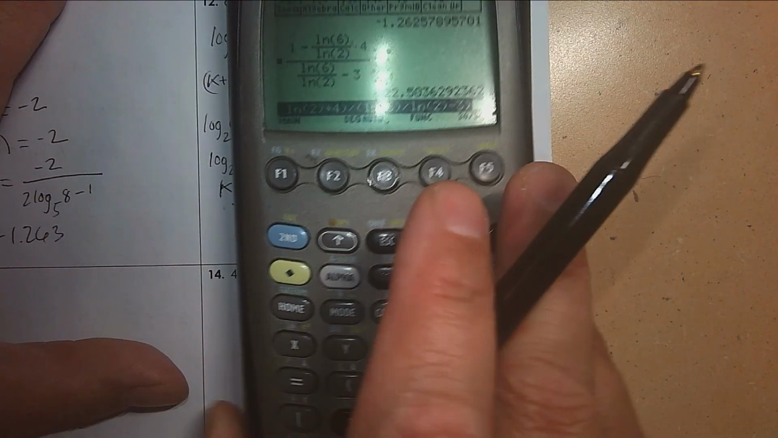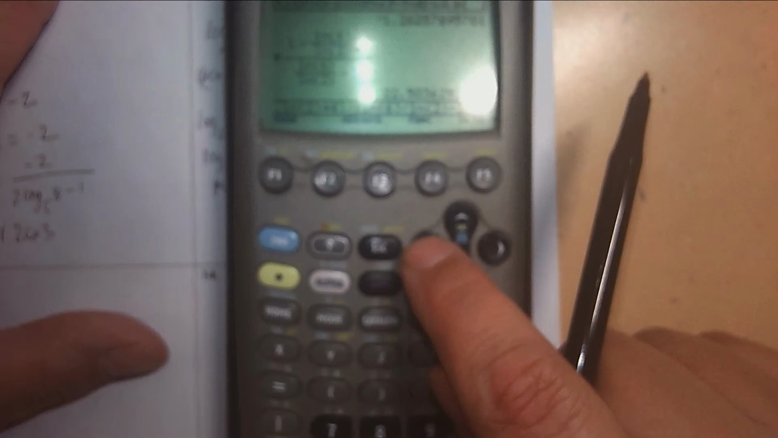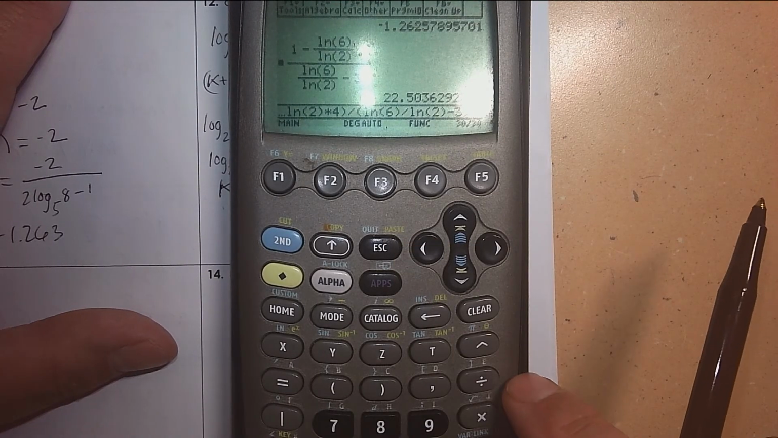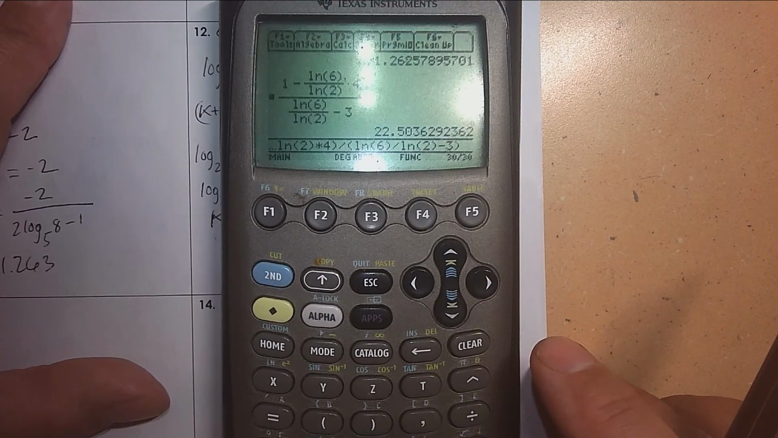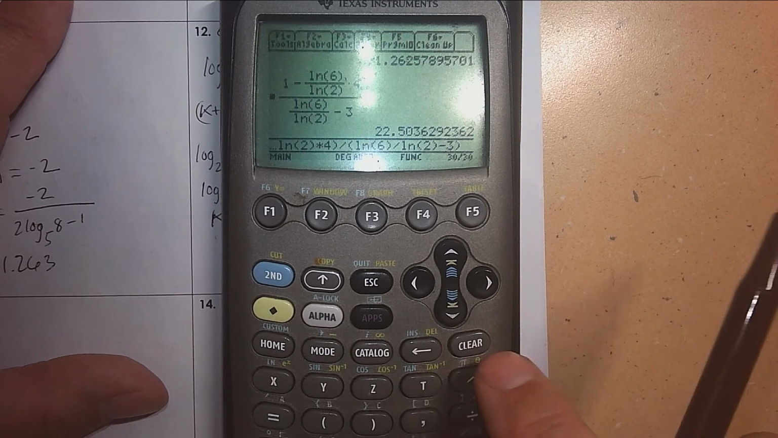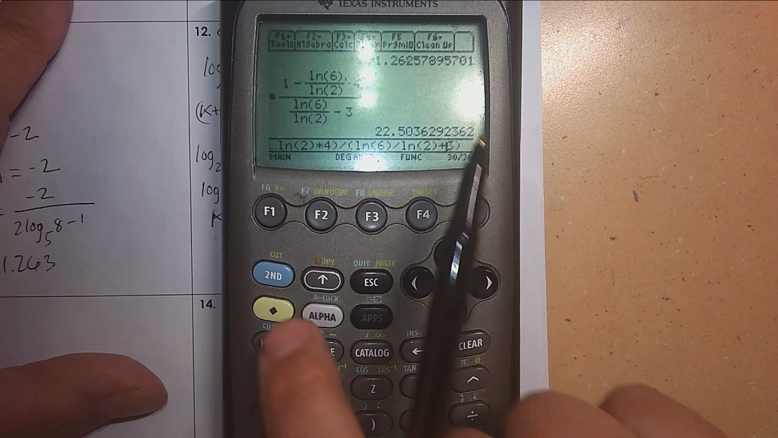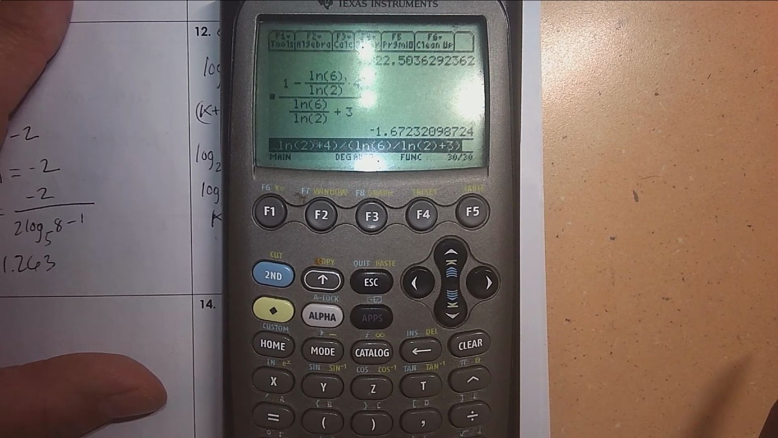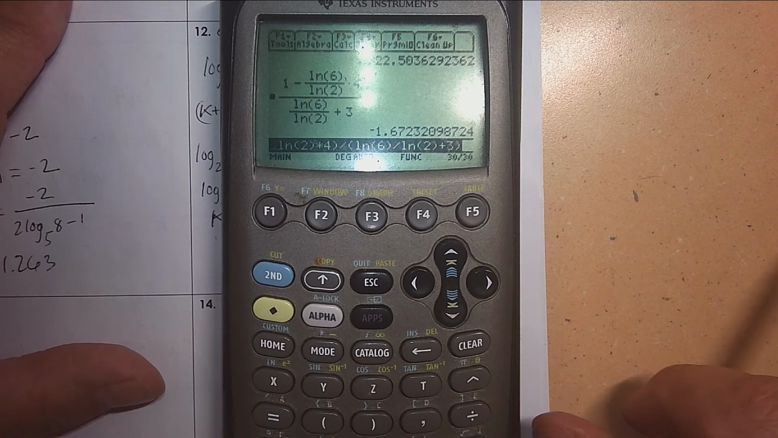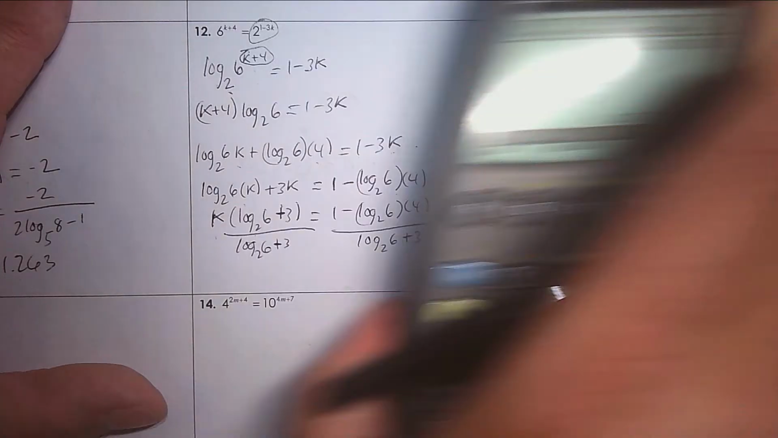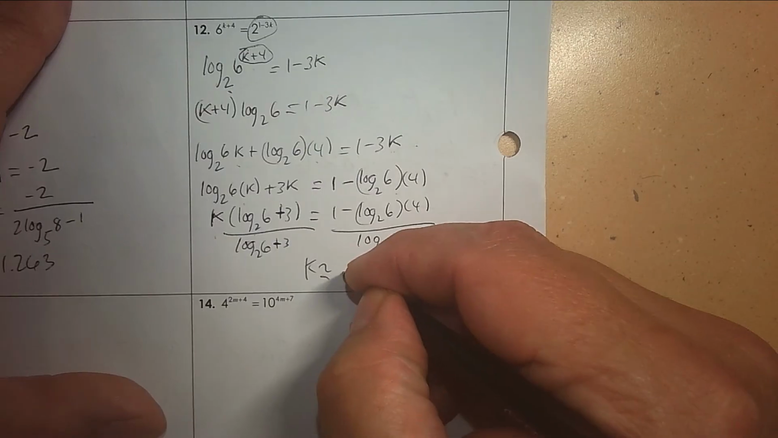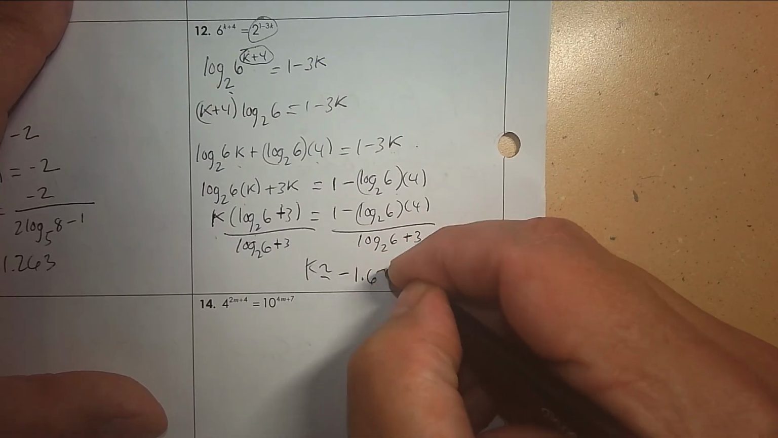So I already typed it all in. I don't need to re-type it. Just this has to say plus there, 3 instead of subtract 3. So I get negative 1.672. Now it matches. All right, 2 more.